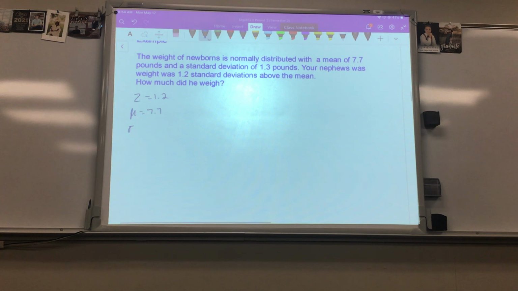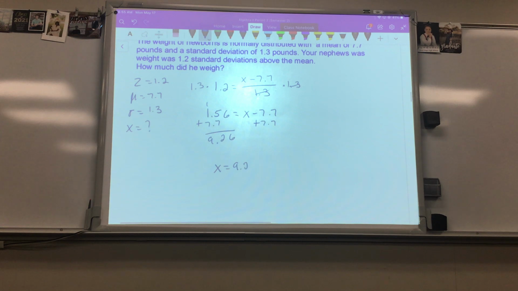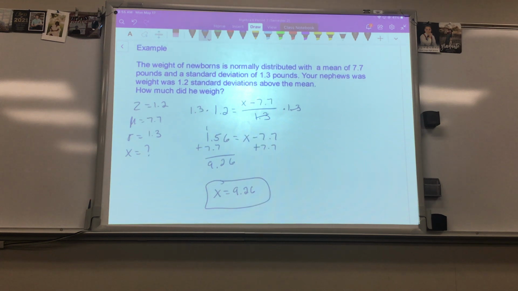Mean is 7.7, standard deviation of 1.3, and we're looking for what your nephew actually weighed, correct? So, 1.2 equals x minus the mean over the standard deviation. What are my steps to solve for that score then? Multiply by 1.3. What do I get for 1.3 times 1.2? 1.56. Last step. Add 7.7. 9.26. So your nephew weighed 9.26 pounds. It's a big baby.